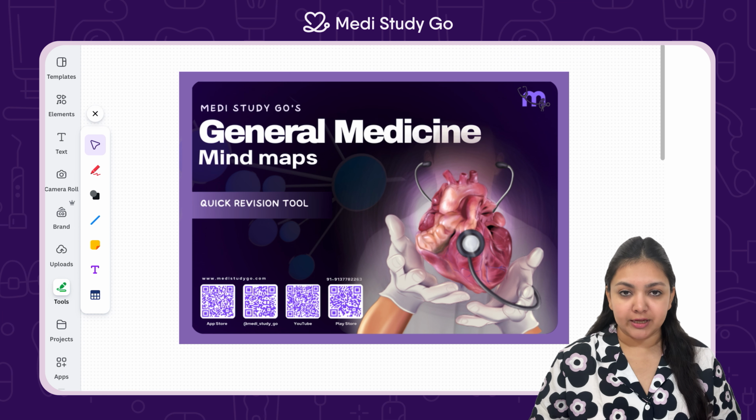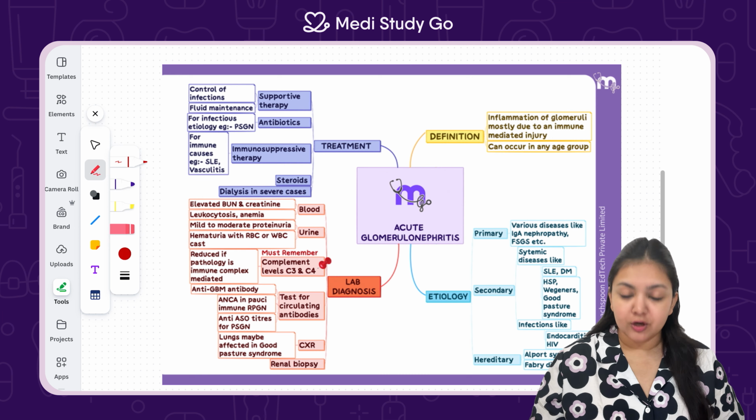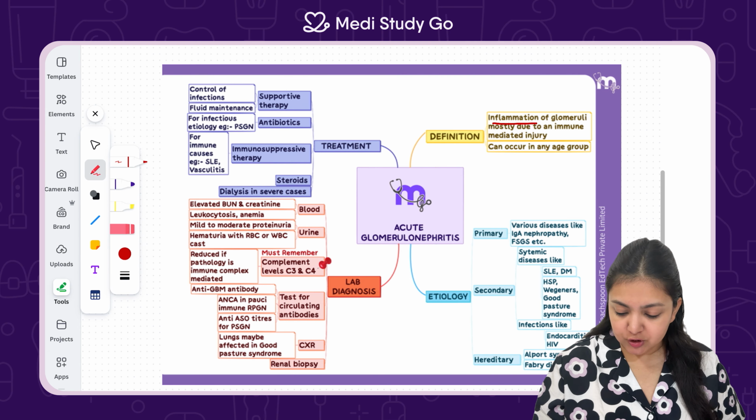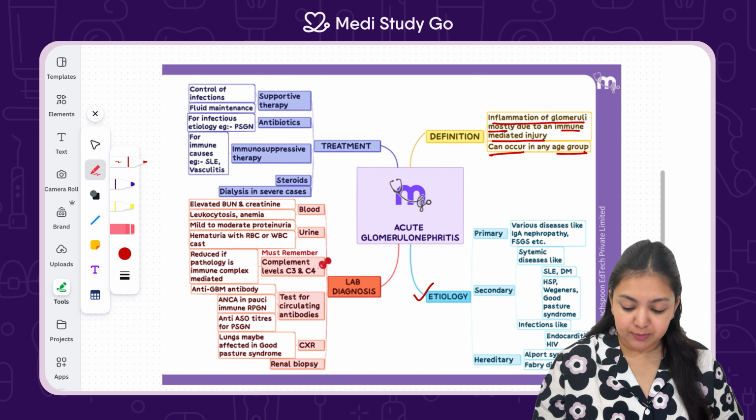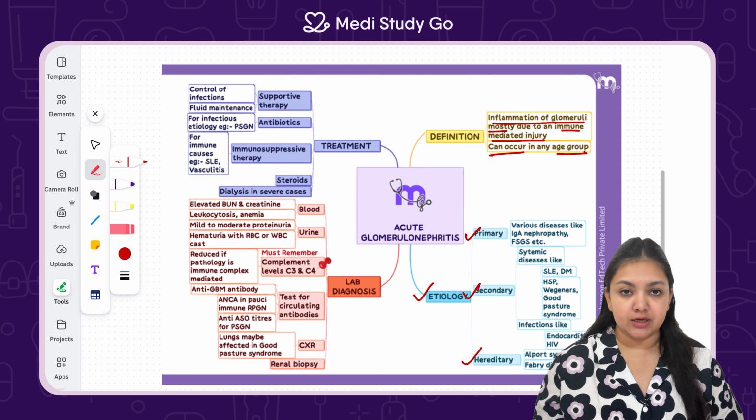So let's get into the lecture and start with the introduction. To define this, inflammation of glomeruli, mostly due to immune-mediated injury, is known as acute glomerulonephritis. It can occur in any age group because immune reactions can be seen in any age group. Coming to etiology, which also defines its types, the etiology can be primary, secondary, and hereditary in nature.